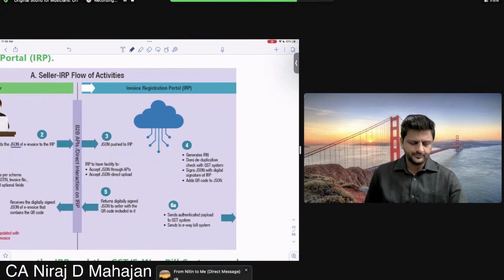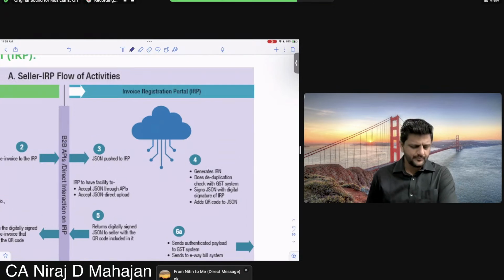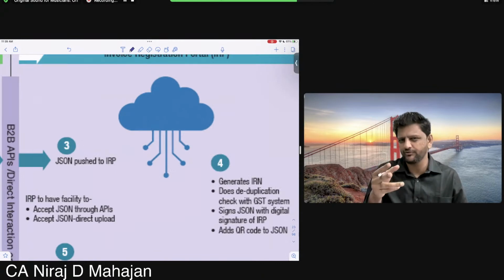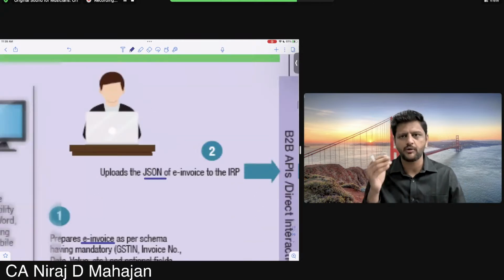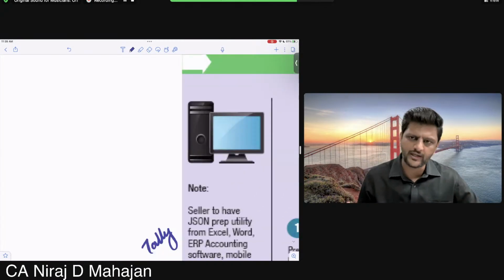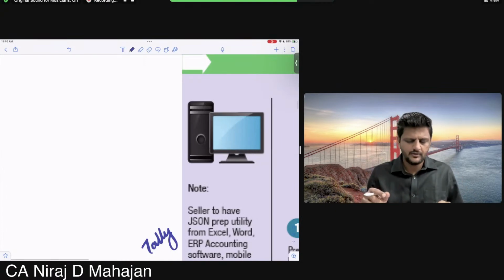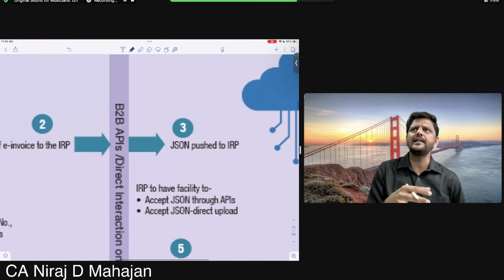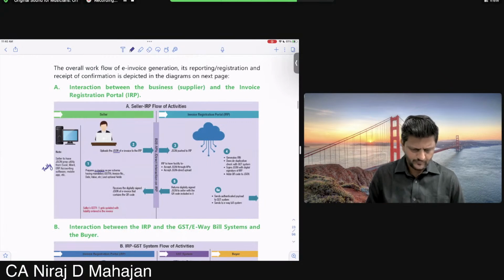IRP is to have the facility to accept the JSON file through APIs, again from your software only, or accept a direct upload. Let us say, just now we saw in that Zoho software, that facility. Your APIs are your apps or your software. From that directly it can be imported in the IRP. Otherwise, you create the JSON file and upload it. So basically, what they are trying to say is that directly from Tally to IRP you can do it, or from Tally export the JSON file and then upload the JSON file. Same thing. Okay. Fine.